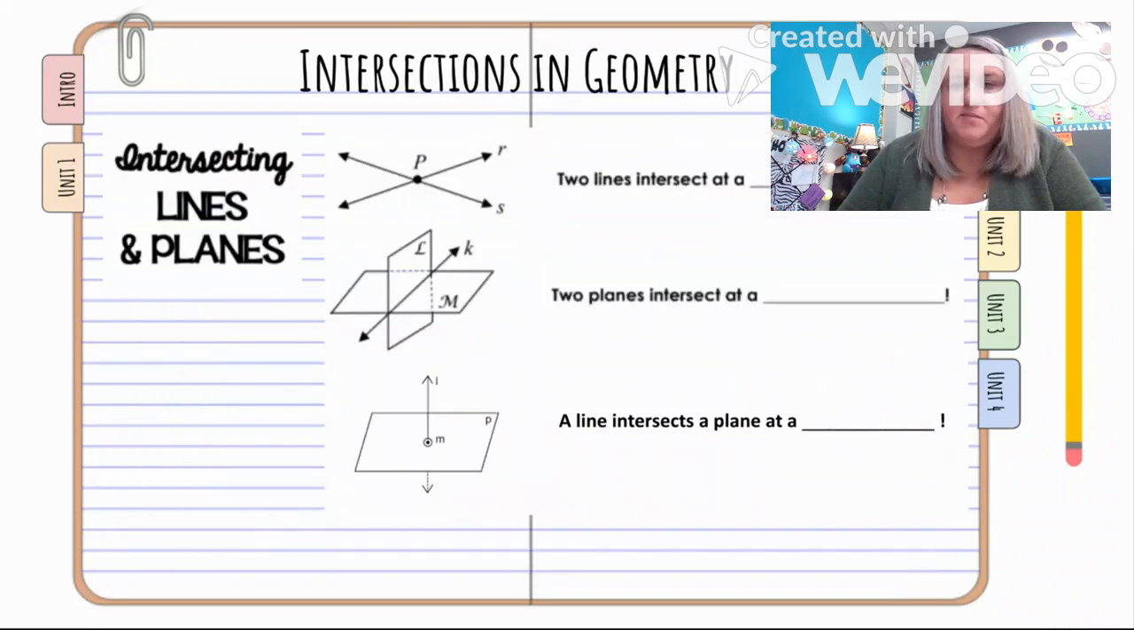Okay, intersecting lines and planes. Two lines always intersect at a point. Two planes always intersect at a line. And a line intersects a plane at a point.